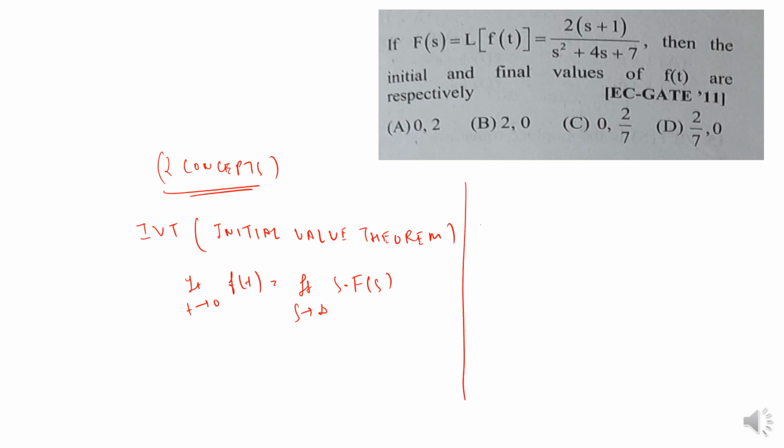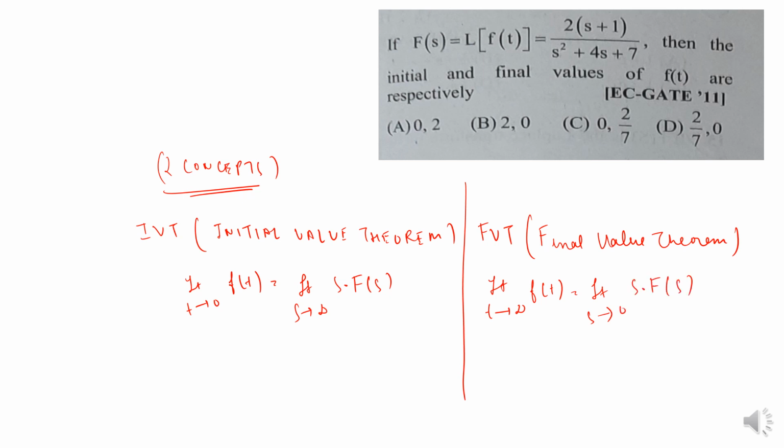There is also the FVT, which stands for the final value theorem. It is limit t tends to infinity of f of t is equal to limit s tends to 0 of s into F of s. So these are the things.